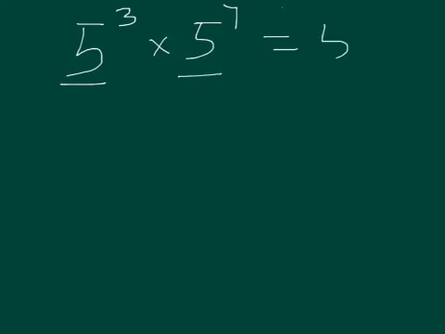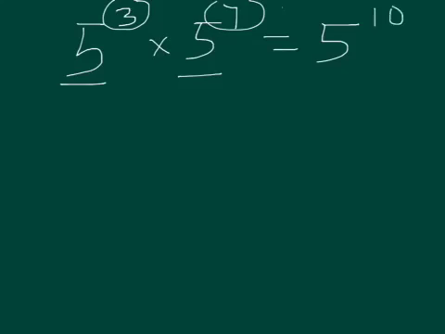So another example of that rule would be 5 to the 3rd times 5 to the 7th. Now I could write out a bunch of 5's, but knowing that rule I don't really need to now. I can just say I'm going to keep the base at 5 and I'm going to add the exponents 3 plus 7 and get 10. So 5 to the 3rd times 5 to the 7th is 5 to the 10th power.